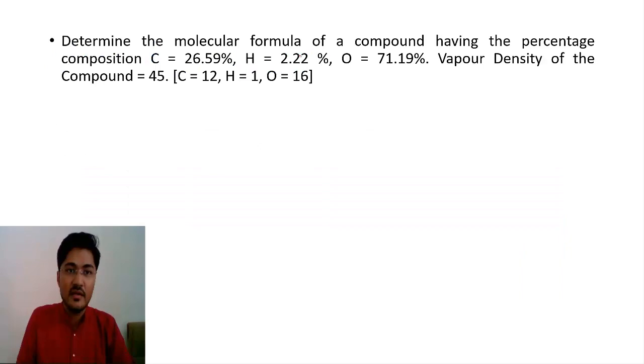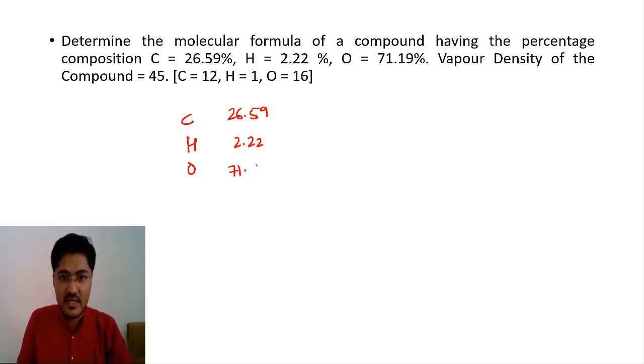Determine the molecular formula of a compound having the percentage composition of carbon 26.59, hydrogen 2.22 and oxygen 71.19. The atomic weights are carbon 12, hydrogen 1 and oxygen 16. So let's divide. We get 2.22, 2.22 and 4.44. Here the smallest number is 2.22. So dividing every term, we get 1:1:2, and hence the simplest whole number ratio is 1:1:2.